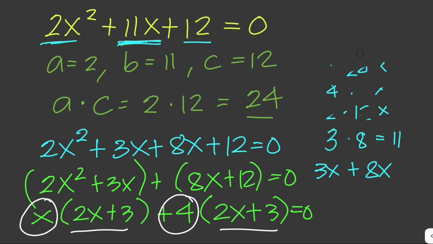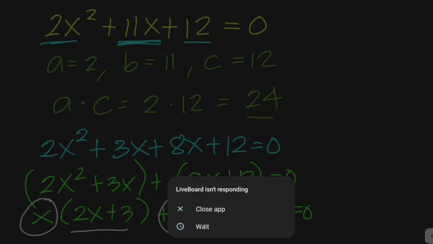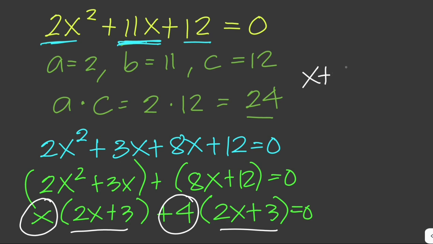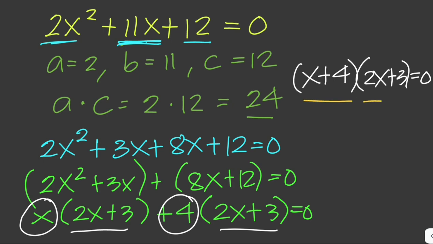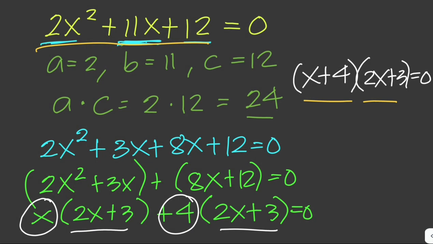So let me delete this. And we can group x and 4, so that would become x plus 4 times 2x plus 3 equals 0. Now these are the factors of 2x squared plus 11x plus 12. We just have to equate each of the factors to 0 to solve for the value of x.